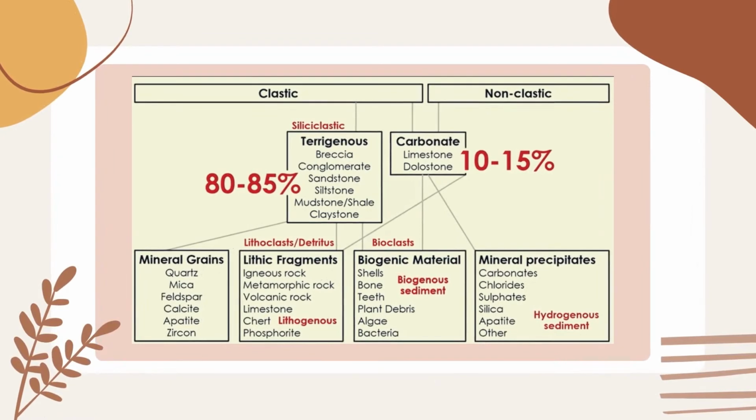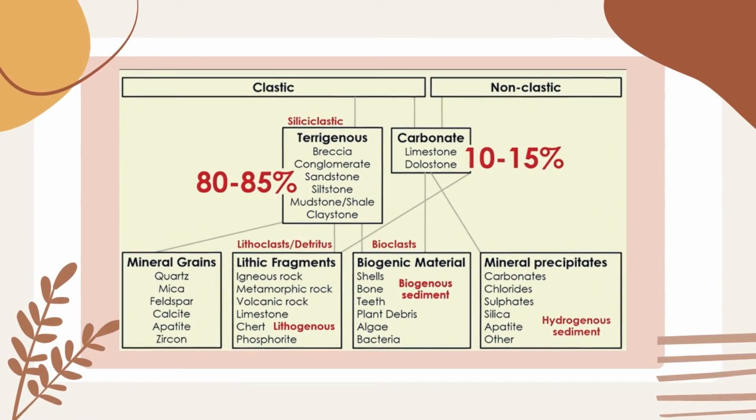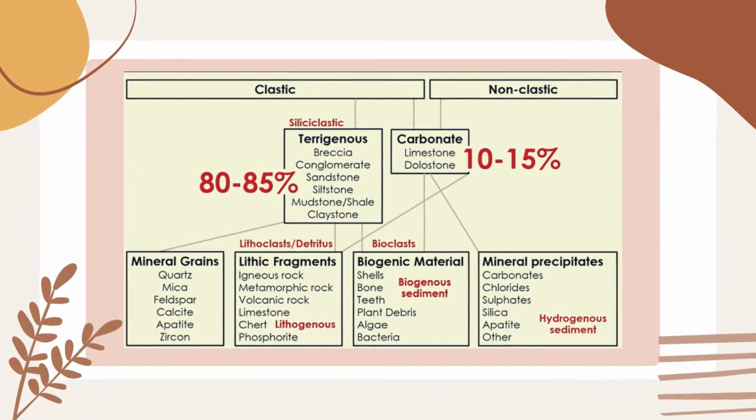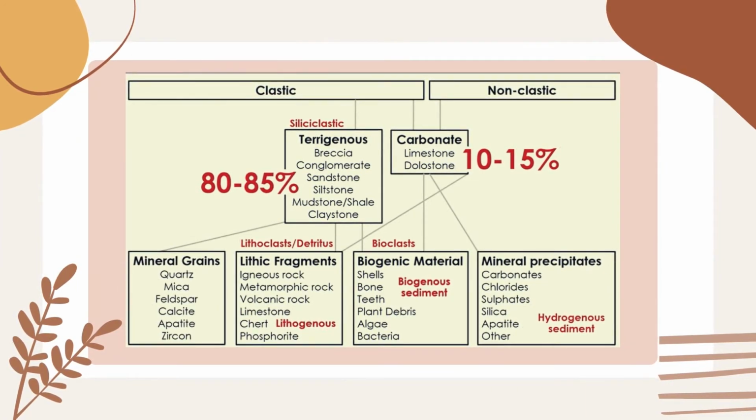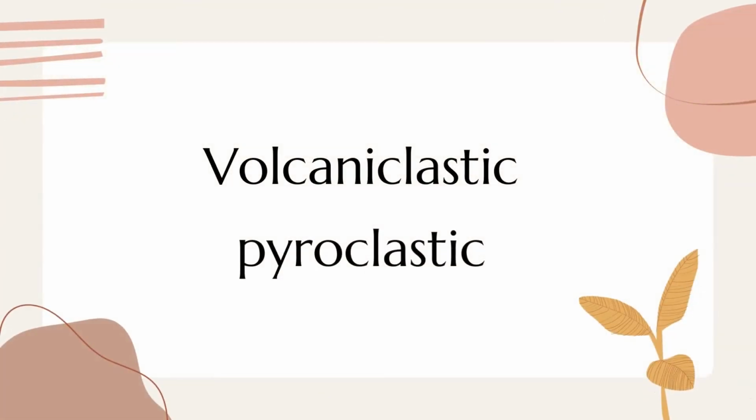By far, terrigenous and carbonate rock are the most common types of sedimentary rock. Terrigenous rock makes up around 80 to 85% of all sedimentary rock in terms of volume. Carbonate rock accounts for an additional 10 to 15% of the sedimentary rock volume in the crust. However, that doesn't mean other forms of sedimentary rock aren't important. Volcaniclastic rock is another significant category of sedimentary rock.